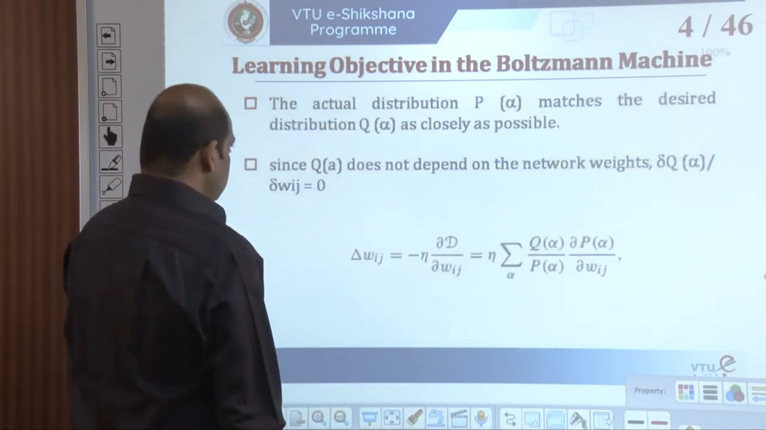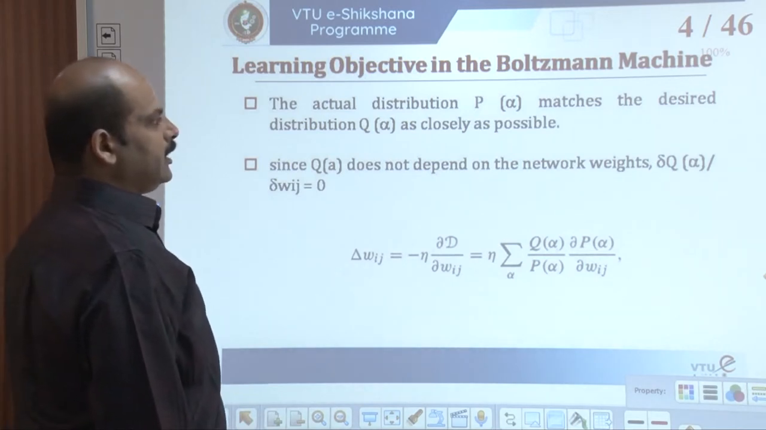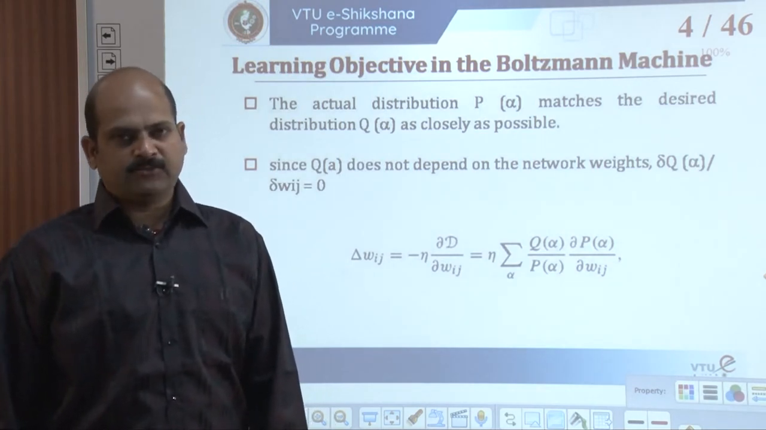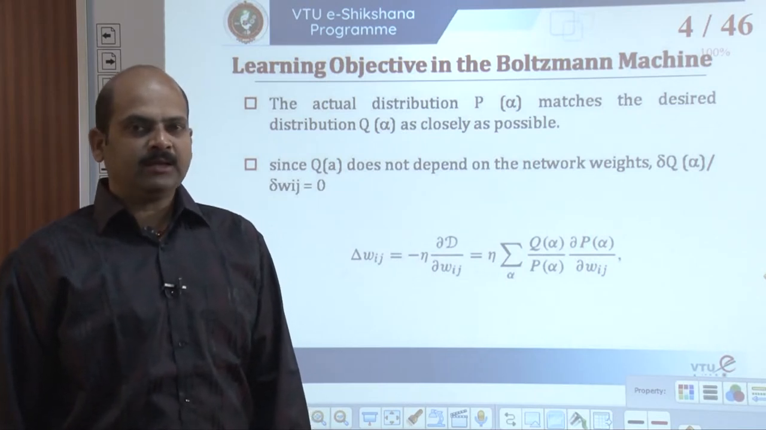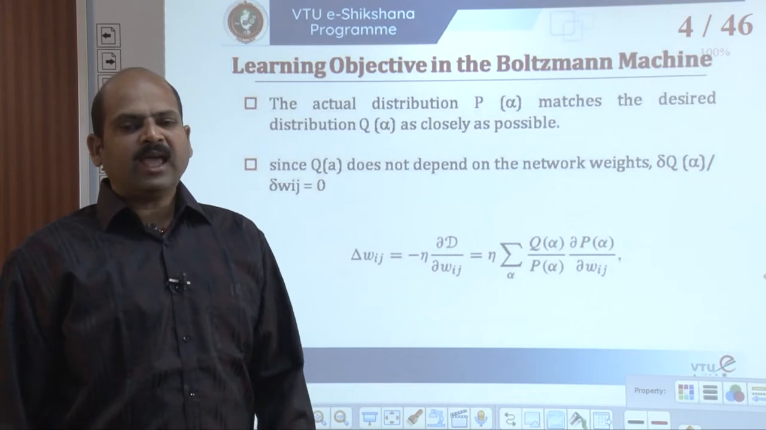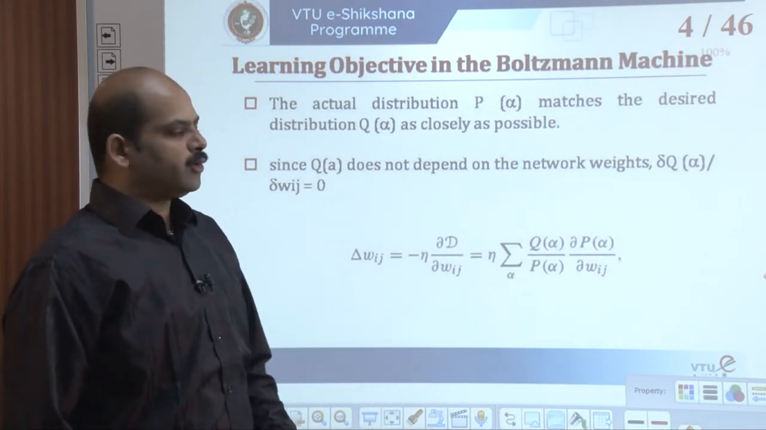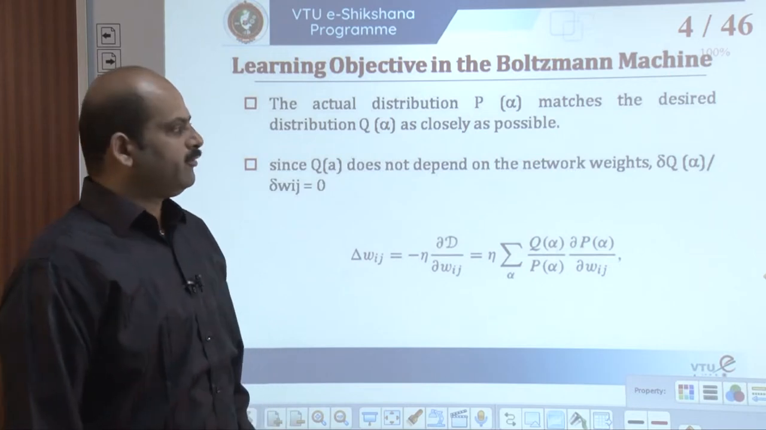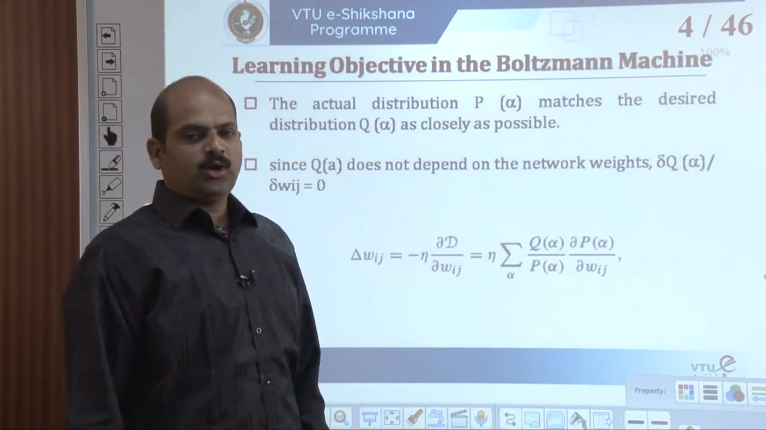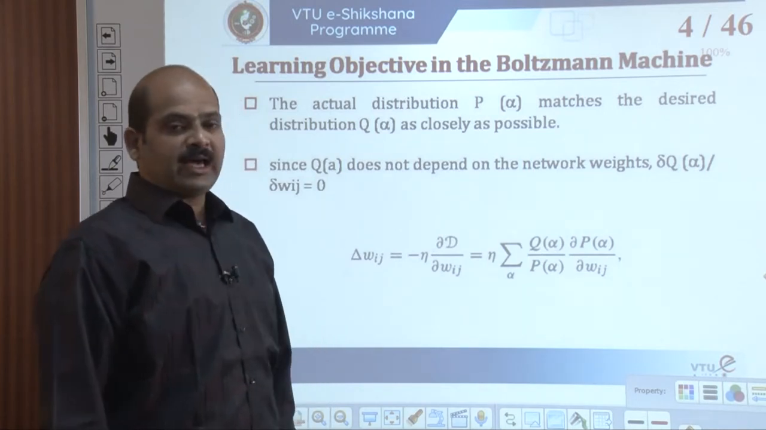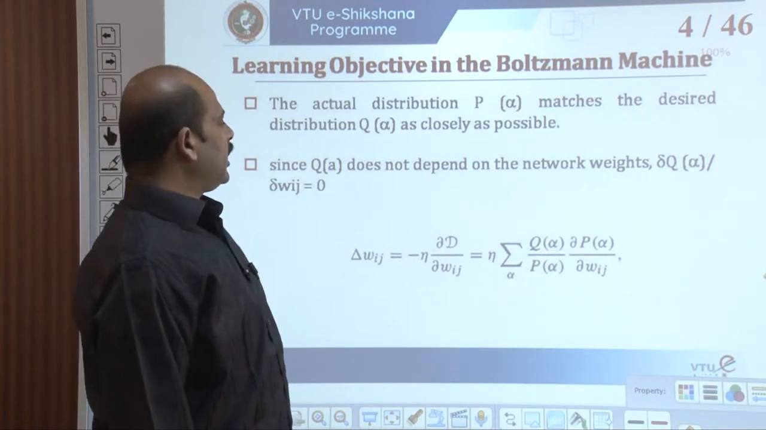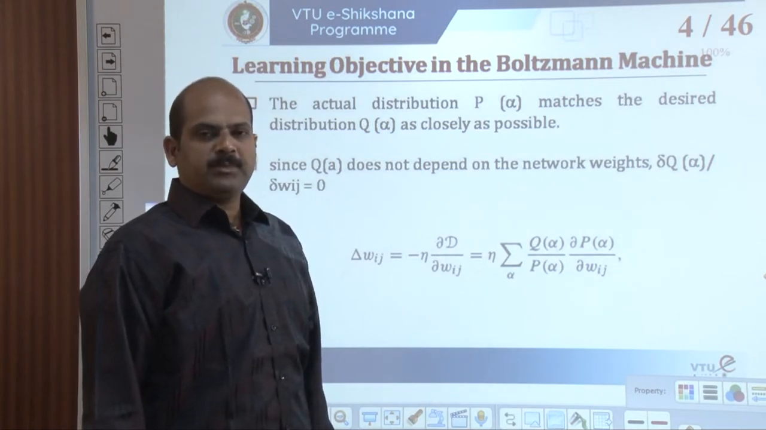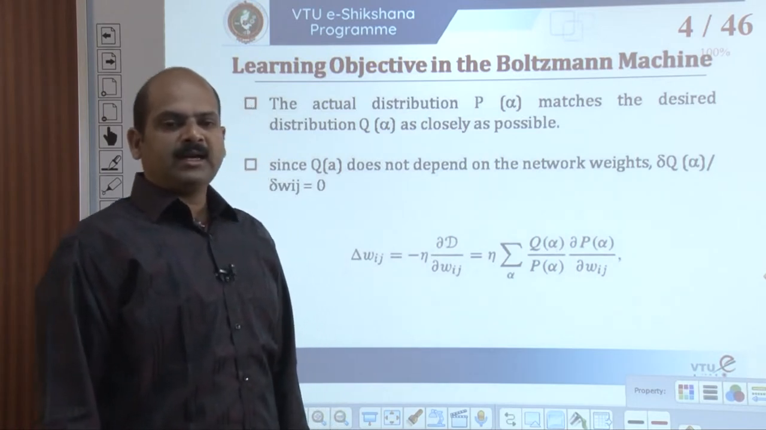Let me see about the learning objectives in the Boltzmann machine. The basic objective of learning is to find a set of weights such that, at any given temperature, the actual distribution P of alpha matches the desired distribution Q of alpha as closely as possible. To achieve this objective, the weight update in the Boltzmann machine is defined by a standard gradient descent.